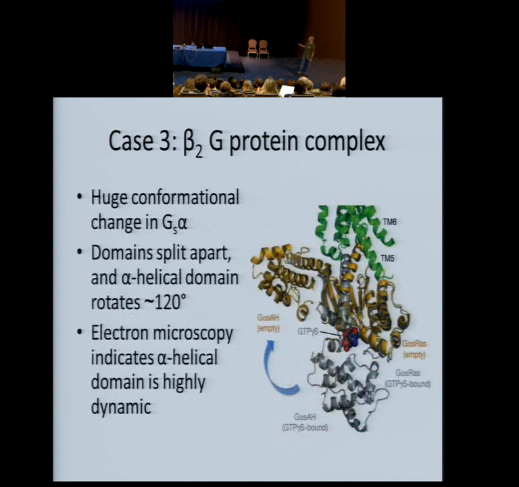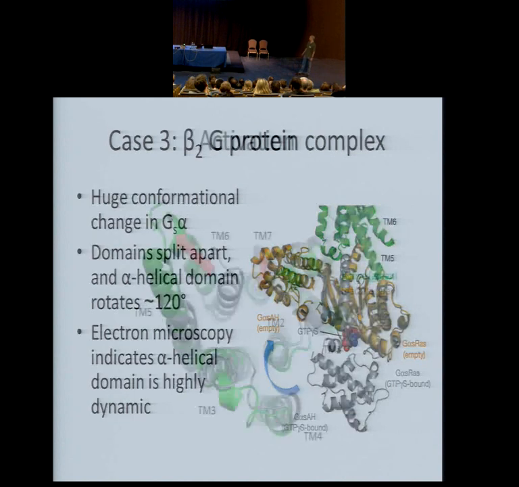And in retrospect, we can see why this was quite challenging. The alpha helical domain in our structure is positioned over here relative to its position in the inactive, the GTP-bound form shown here. So this is a huge conformational change. It's a 120-degree rotation. The two domains open up completely and expose the nucleotide binding site. And this is consistent then with the electron microscopy data. And this explains why it was so difficult to find the alpha subunit as the intact entity.